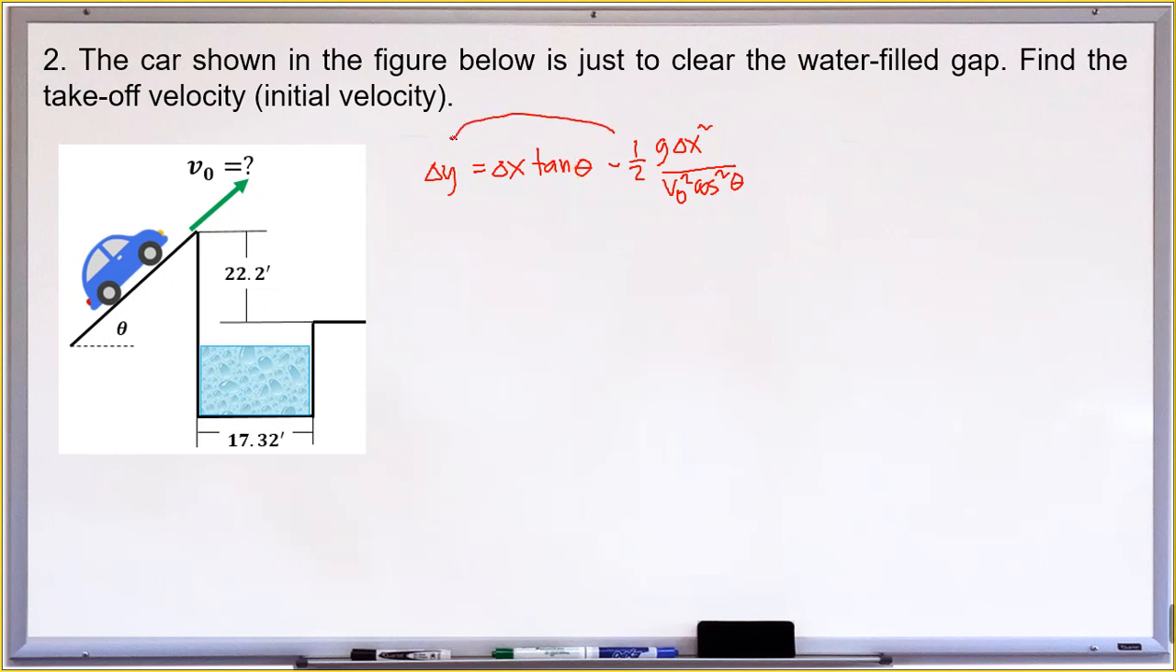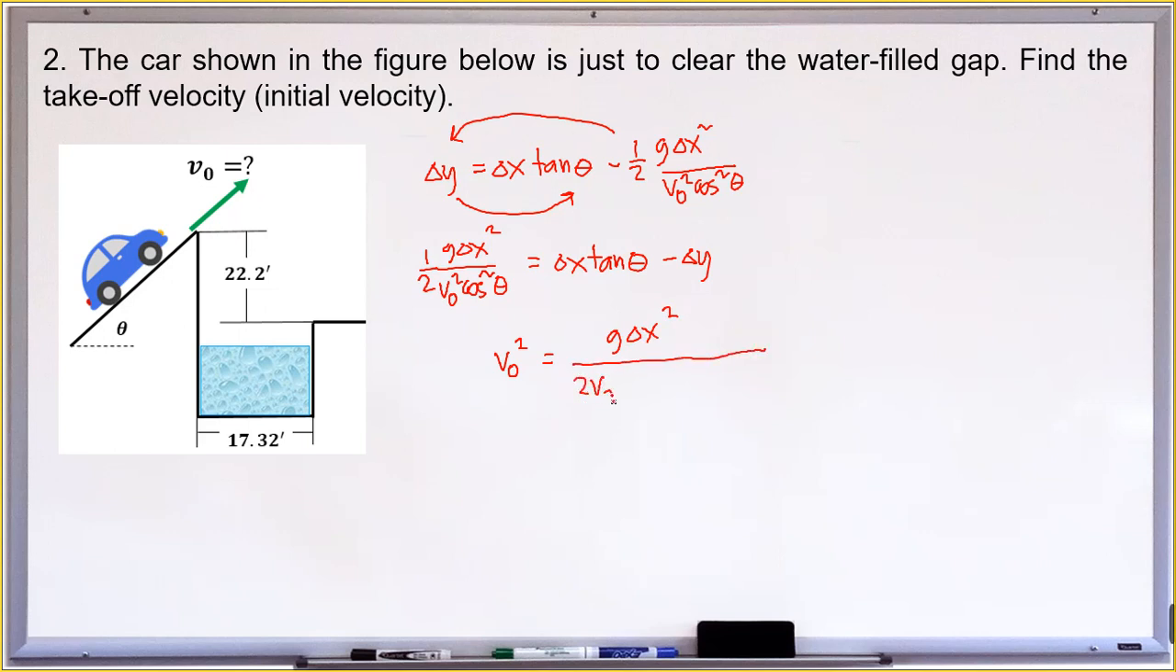So we can transpose this to the other side, and also delta y to the other side. So we have 1 half g delta x squared over v naught squared cosine squared theta, that is equal to delta x tangent of theta minus delta y. Okay, so we can exchange the position of this one and this one. So we have v naught squared equals g delta x squared all over 2 times delta x tangent of theta minus delta y.